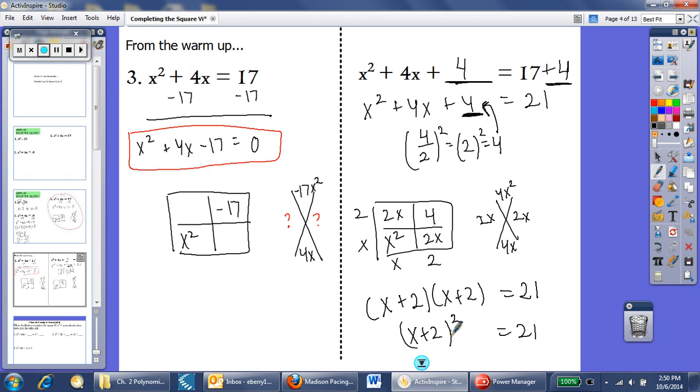We'll figure out how to solve this in our lesson tomorrow. The work for today is just trying to figure out how to make it factorable from the very beginning. Let's do a couple problems.